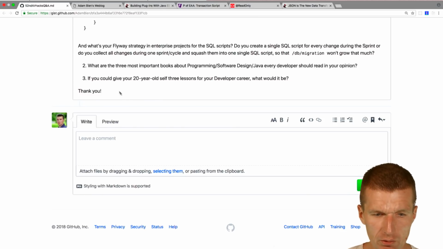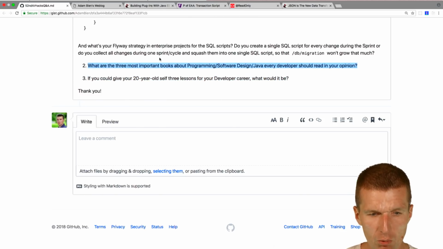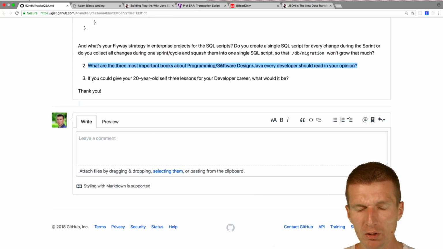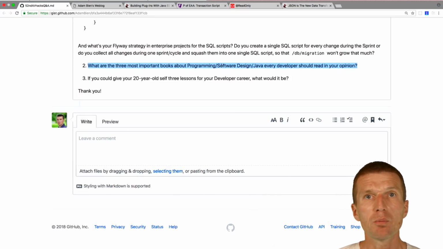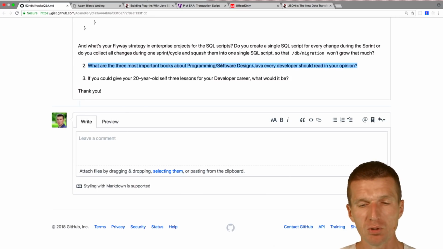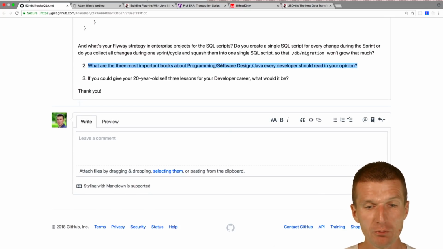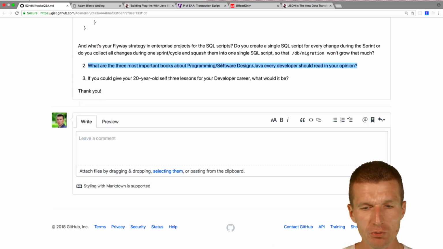And this is also, the question I almost forgot. What are the 3 most important books about programming, software design, Java every developer should read in your opinion? So I constantly buy books, and I try to keep up with the books. If I'm waiting for a flight, or during takeoff, or takedown, I wanted to say takedown, I'm not able to work with my laptop, so I'm usually reading books on my smartphone, and I'm really looking forward to reading the books. But I cannot tell you what was the most influential one.